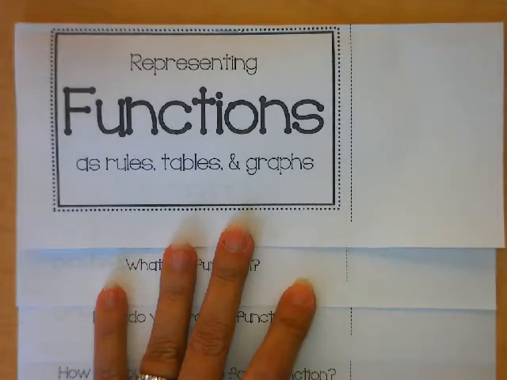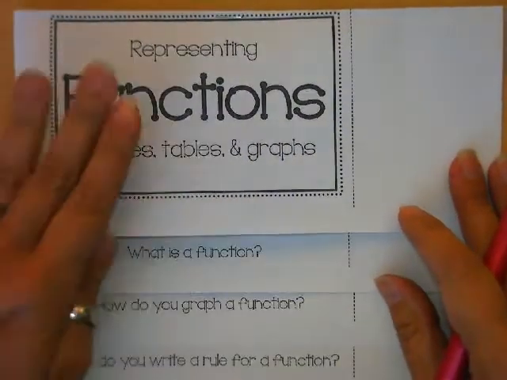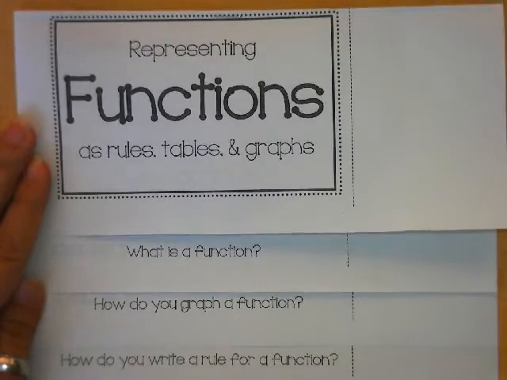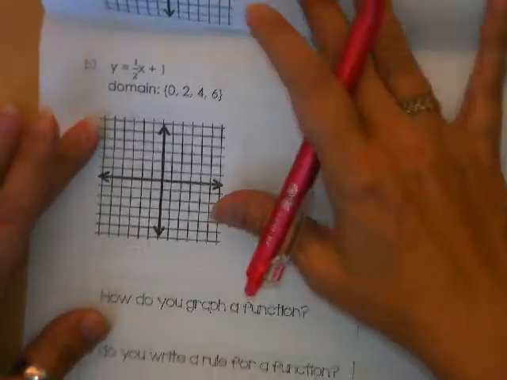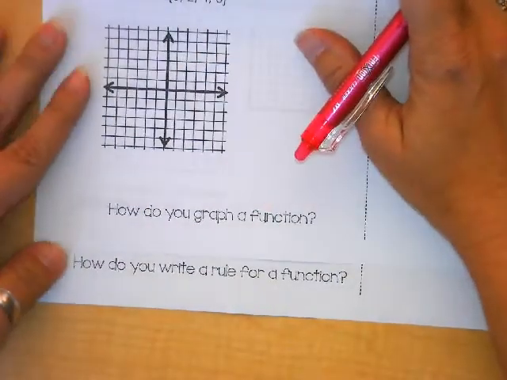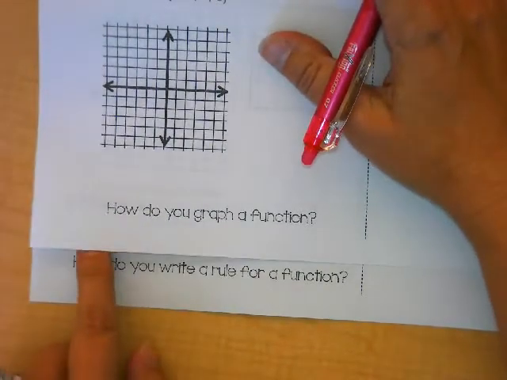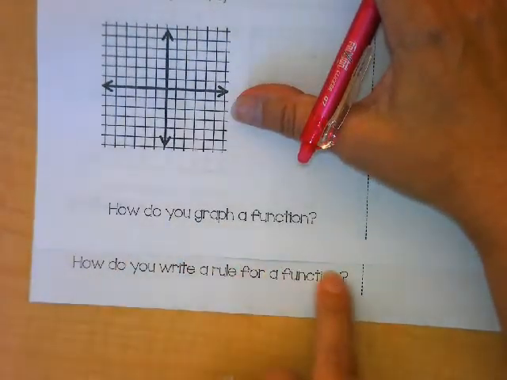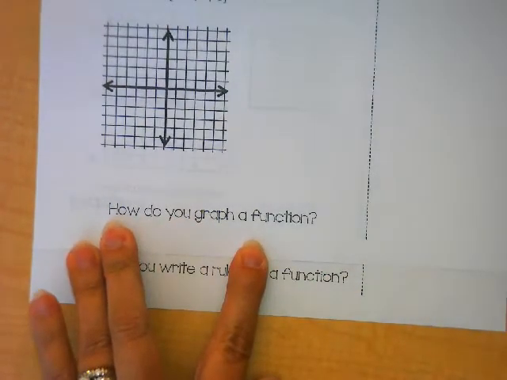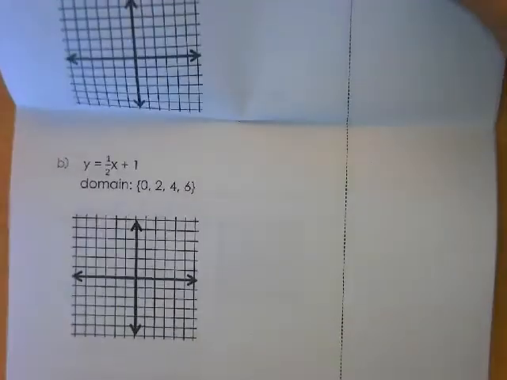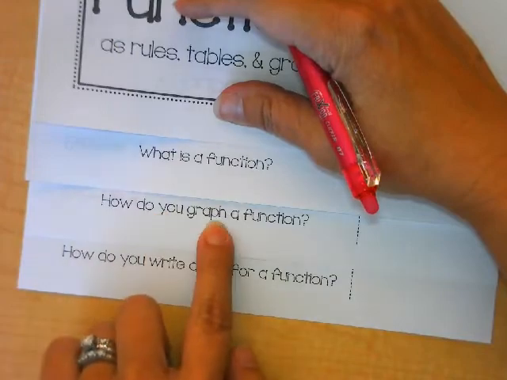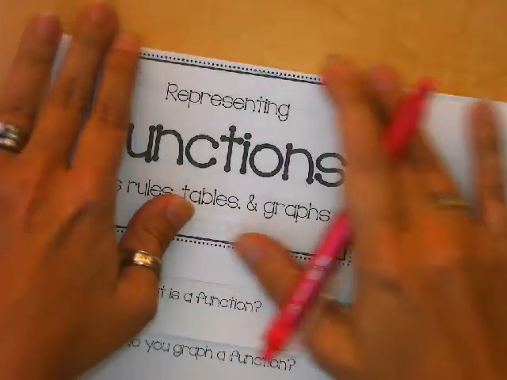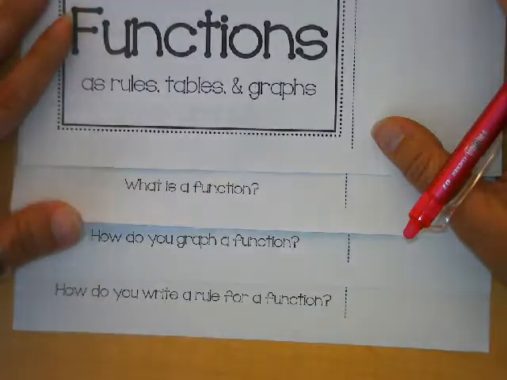So we're going to start talking about what a function is. We talked about this a little bit last year, but I want to recap that. You have two papers, a pink and a green. Take the green paper and line it up just above where it says, how do you write a rule for a function? Then fold it down so that what is a function is right above how you graph. Make a nice crease, and that is how you're going to make your foldable.